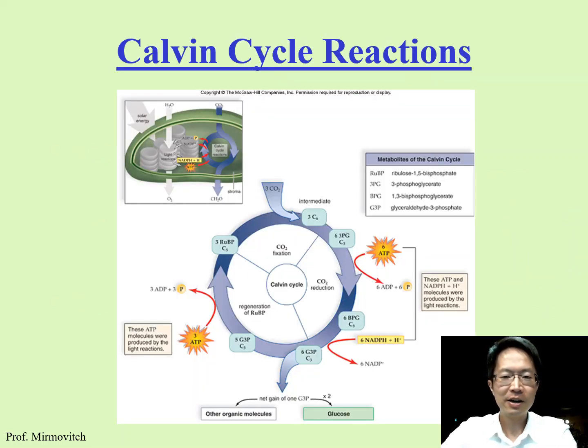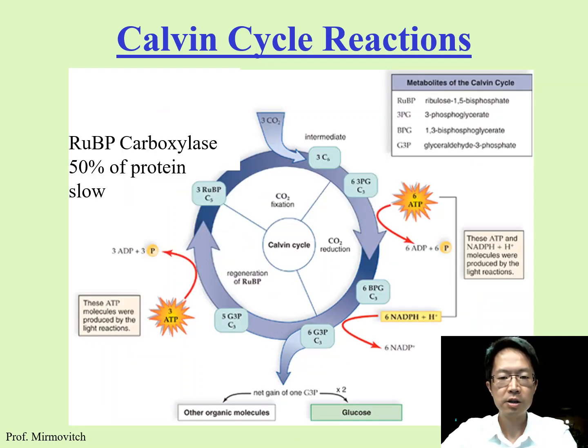Okay, this is the Calvin cycle reaction. We already covered this, carbon dioxide fixation. Now we will go ahead and talk about the carbon dioxide reduction. So let's take a look at the bigger picture. So you see that RuBP carboxylase in here, yes.